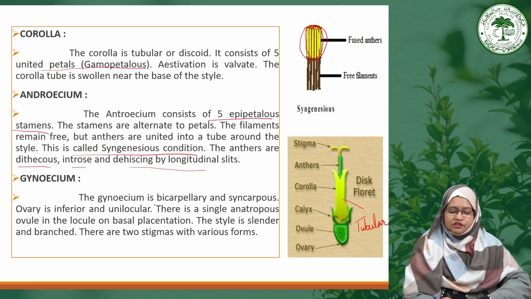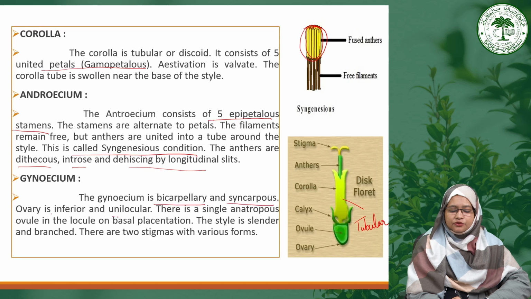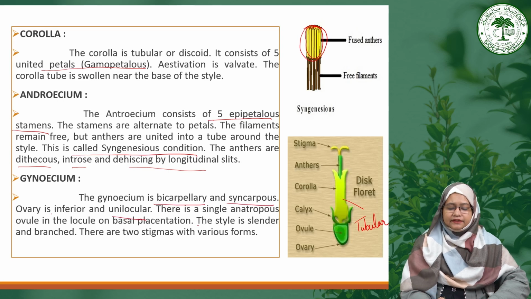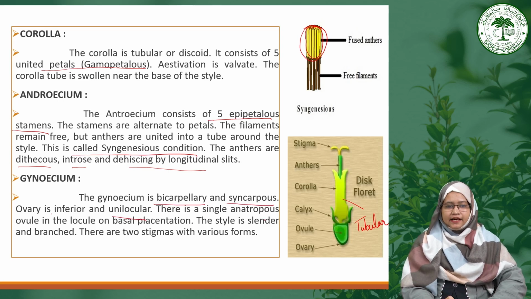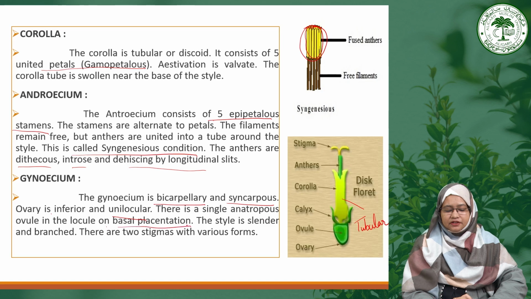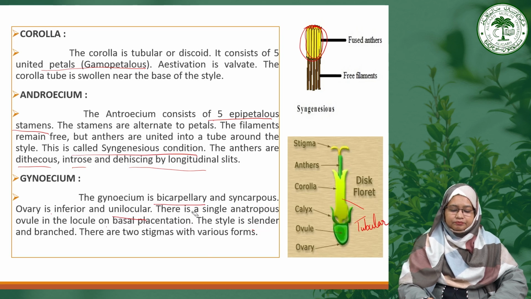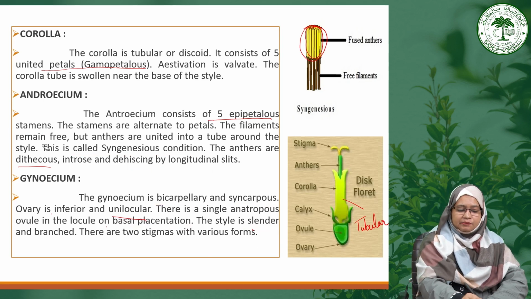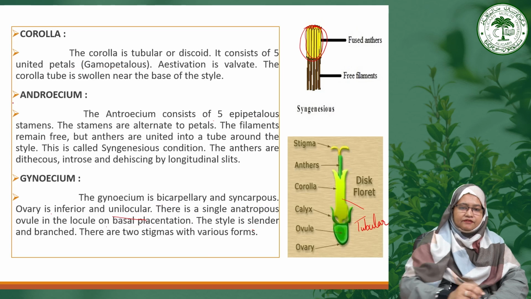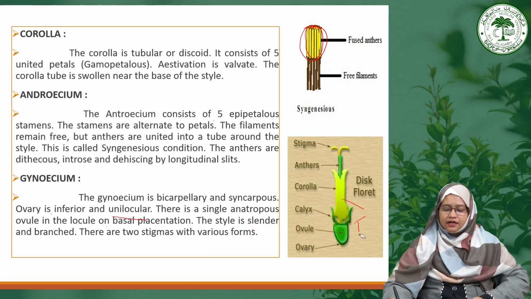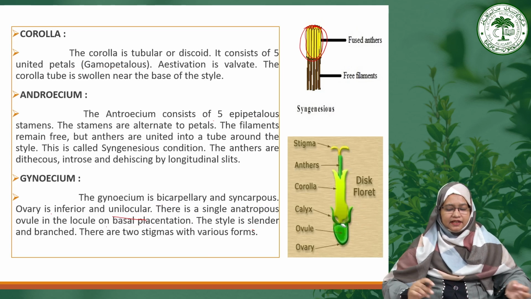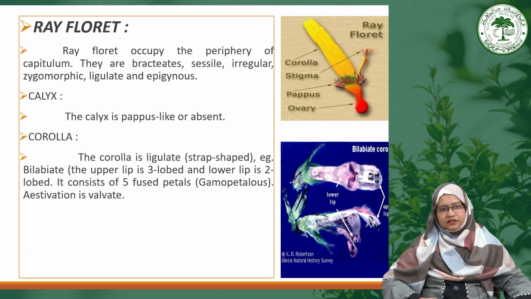Then the gynoecium is bicarpellary, syncarpous and inferior with unilocular ovary. And there is a single anatropous ovule in the locule and it has basal placentation. And the style is slender and the two stigmas are of various forms. You can see there is a bifid stigma present. So this is all about the disc floret which has a tubular shape in structure, and you can easily identify them; generally they occupy the central position in the flower.